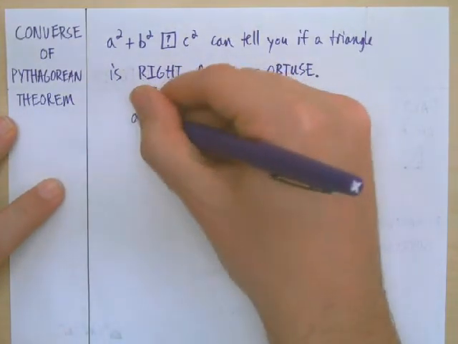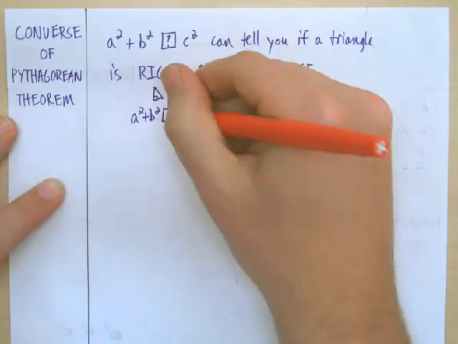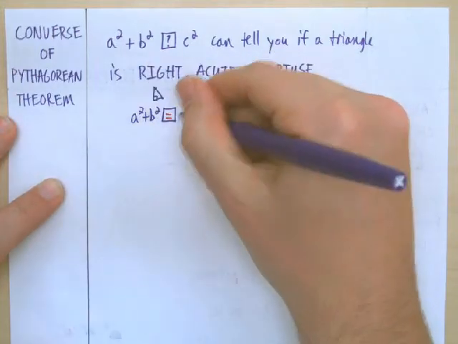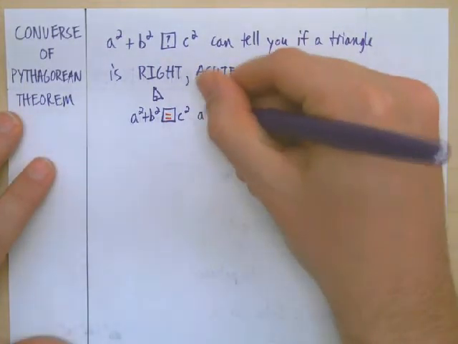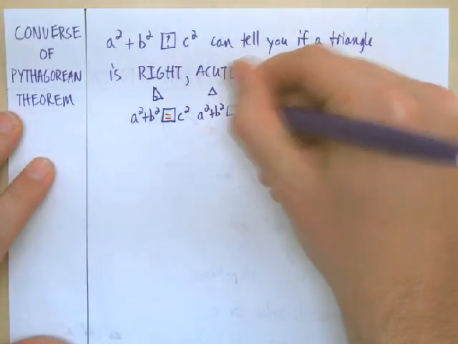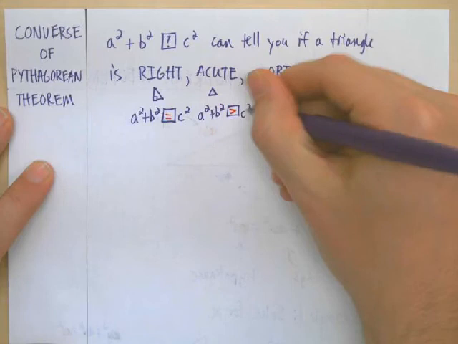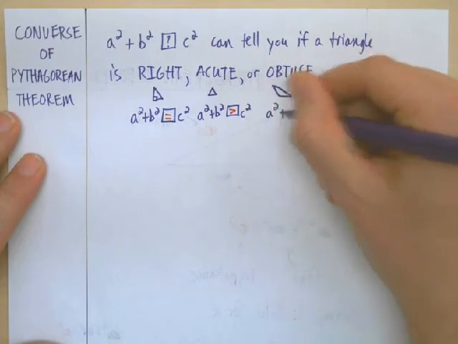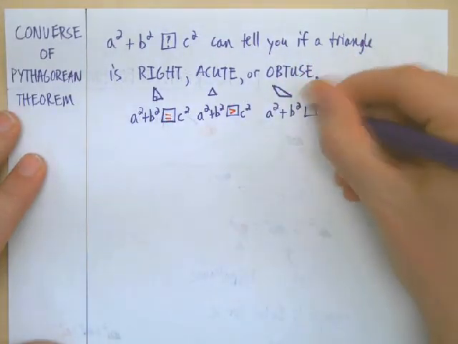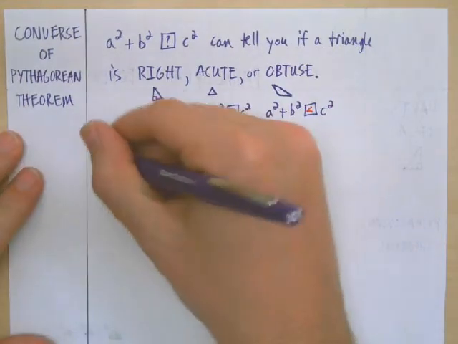We know that for a right triangle, a squared plus b squared equals c squared. That's the whole idea of the Pythagorean theorem. For an acute triangle, a squared plus b squared is greater than c squared. And for an obtuse triangle, a squared plus b squared is less than c squared. So let's do an example.